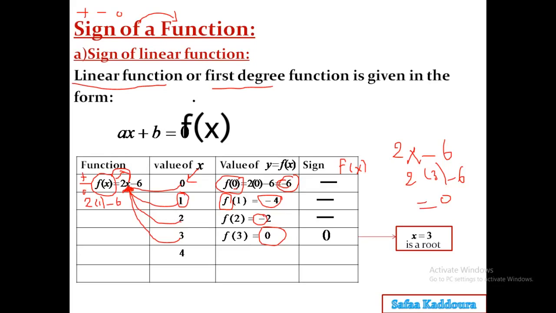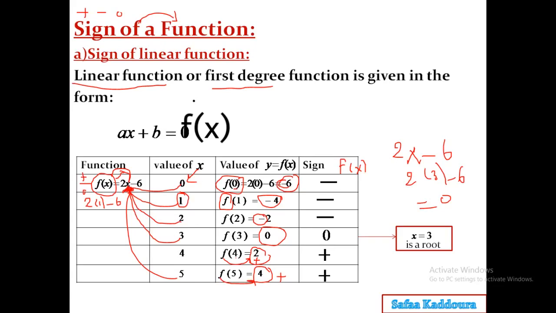Now, for x equals 4, f of 4 equals 2. When x has the value 4, the sign of f of x is positive. When x equals 5 and we substitute it in f of x, it gives me 4. What is the sign of f of x here? It is positive. So when x equals 5, the sign of f of x is positive.